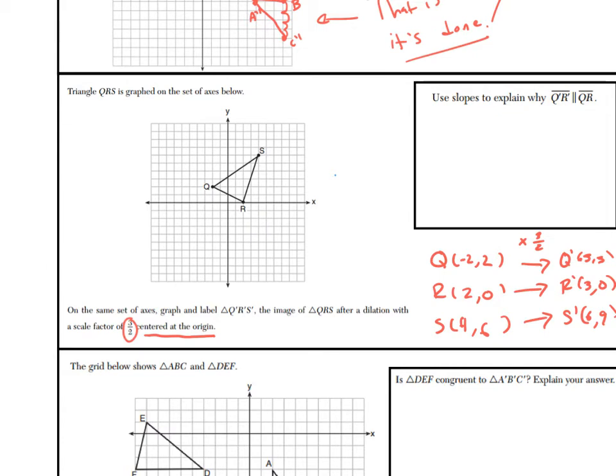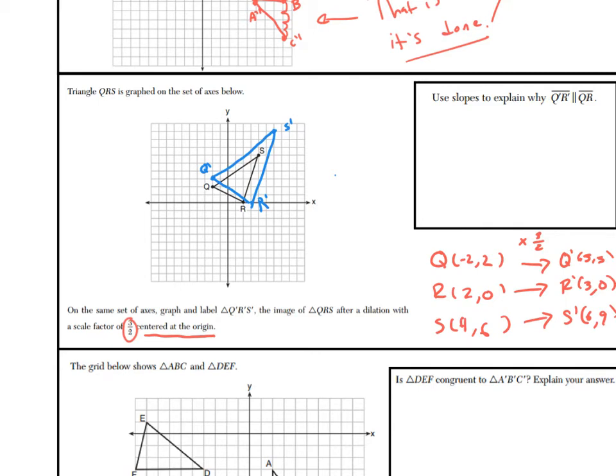Let's do this in blue. Q prime is at -3, 3, so Q prime is up here. R prime is at 3, 0. So that's our R prime. And then we have S prime at 6, 9. That would be right here. So that's S prime. We draw it, and look, our triangle, that is such a terrible drawing. I'm sorry about that. Our triangle is now dilated. It got 3/2 bigger, or 1.5 times as big.